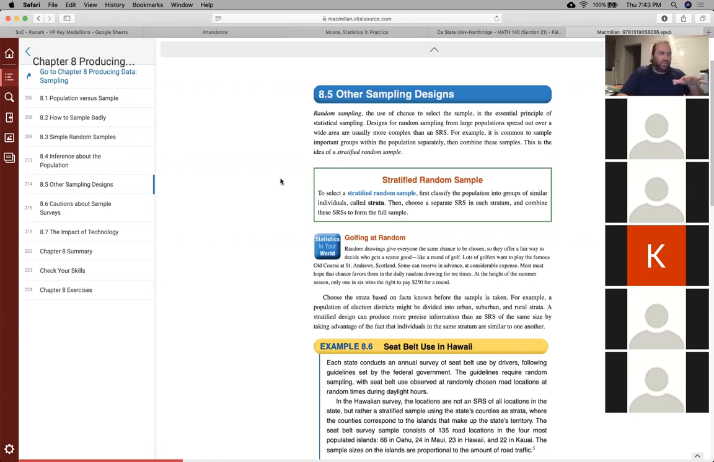And in that case, you might say, well, I want more from this state or from that state, which is totally fine. Nothing says they have to be the same size. But this way, the SRS is still there. It's just within the group. So California, let's make an SRS. And Oregon, let's make an SRS. And Washington, let's make an SRS. So you break it up into groups, and then you do an SRS from each group.